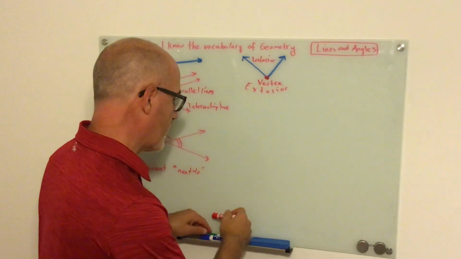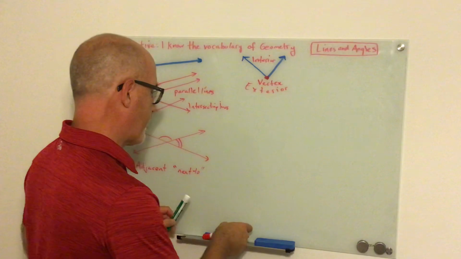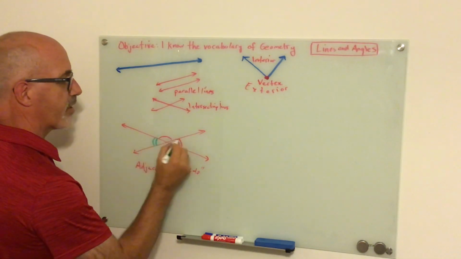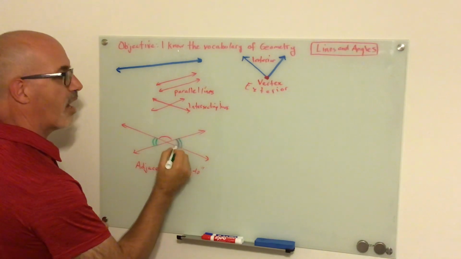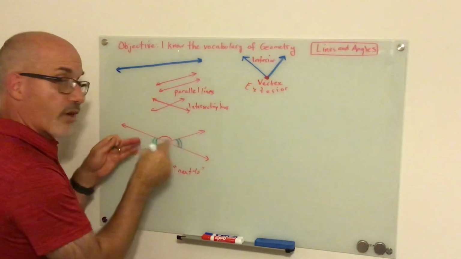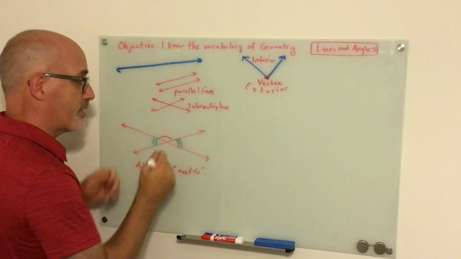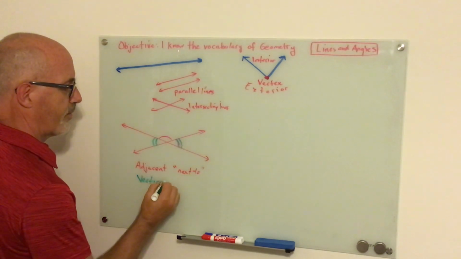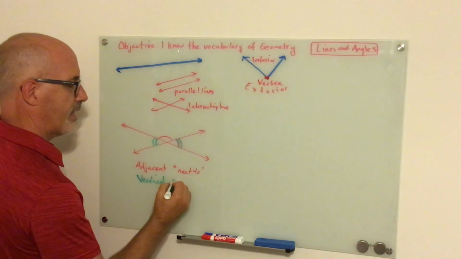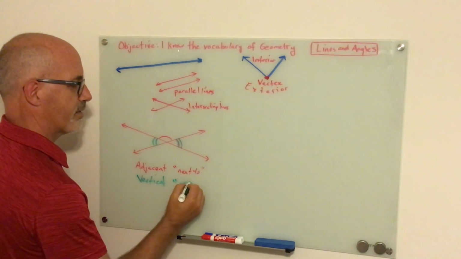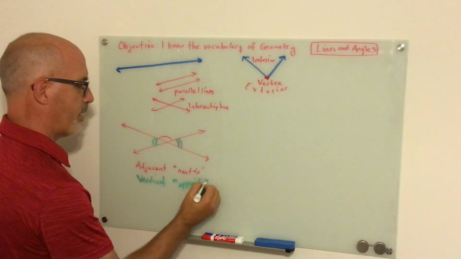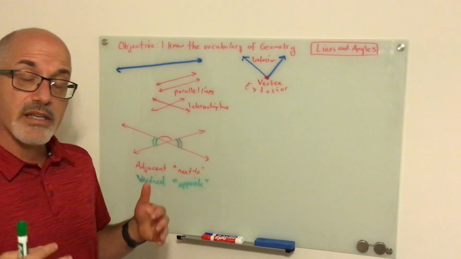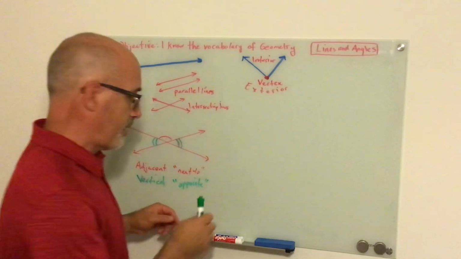Now, we also have this angle here and this angle over here, which are opposite each other. They're not adjacent, they're not next to each other, but they're opposite each other. We call those vertical angles, and that means opposite. We use vertical angles quite a bit. All right, now let's categorize some different types of angles.